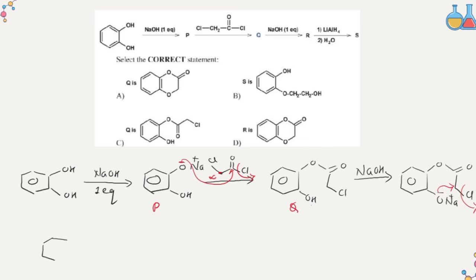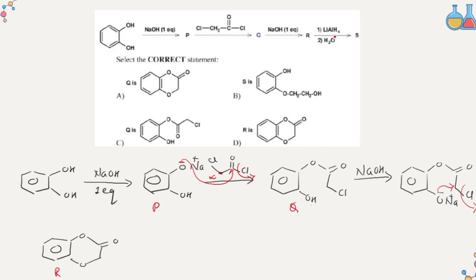Then what are we going to get? We are going to get a bicyclic product like this. So this will be our product R. How do I know this? Because remember, whenever we have a reactive center within the molecule, then intramolecular reactions are more favored. You have to remember this. This is one tip I'm giving you.